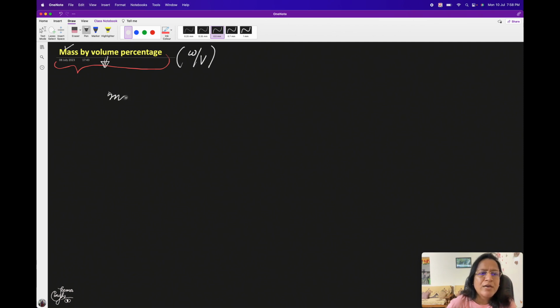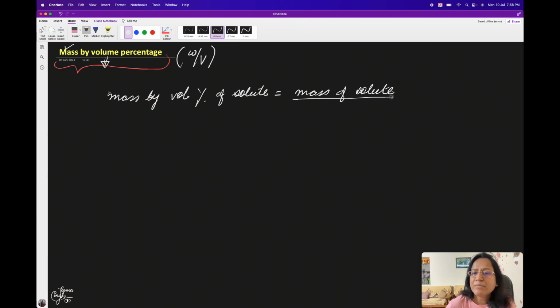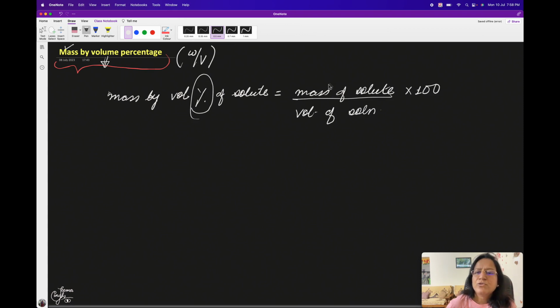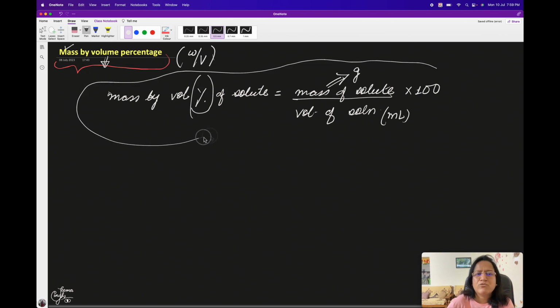So if I have to find out the mass by volume percentage of solute, this is going to be the mass of solute, but now it's mass by volume, so it has to be the volume of solution. Again, it's a percentage, don't forget to multiply it by 100. So this mass, let's say we are representing in grams, this in ml. So mass of solute divided by volume of solution into 100. So this is how we represent the concentration of a solution in terms of mass by volume percentage, right?